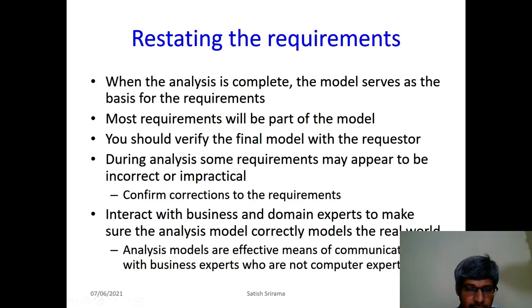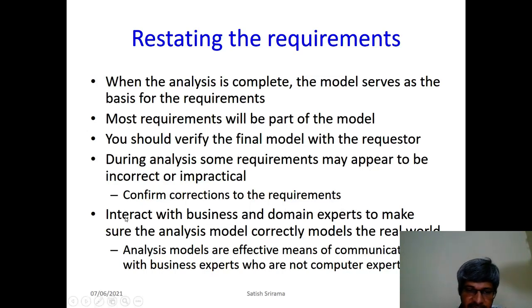This is the time you can go back and confirm corrections to the requirements. You can go back to the client and get clarifications. You may even go back to the system conception stage again. That's how it is an iterative process, regularly going back across the different steps, and you will be regularly improving the model. So you have to interact with business and domain experts to make sure the analysis model correctly models the real world.